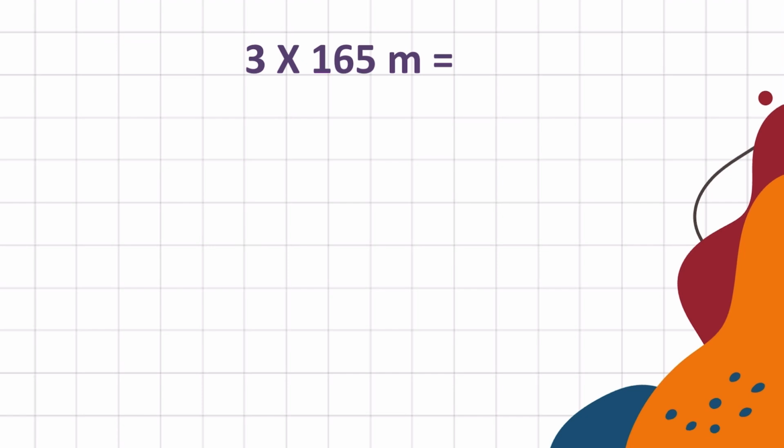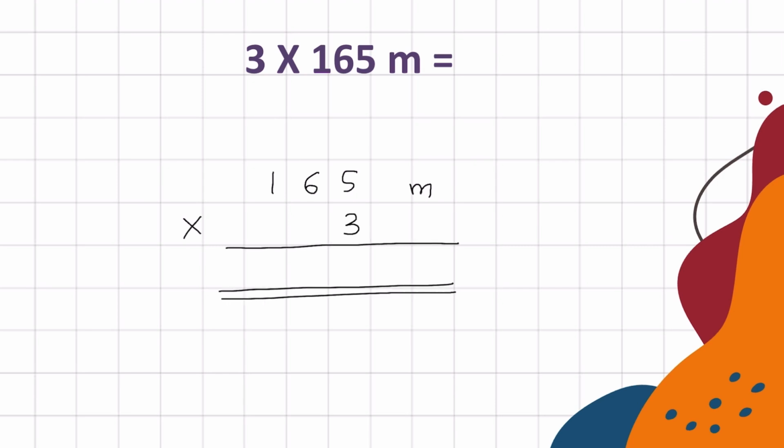Next, we have 3 times 165 meter. Again, do the same thing. 165 meter would be at the top, times the second number, which is 3. Write down 3 below 5 and draw the line for the answer. This time, we need to refer to times table 3. The first number, 5 times 3, is equal to 15. So write down 5 at the bottom and bring up 1 above 6, to add later.